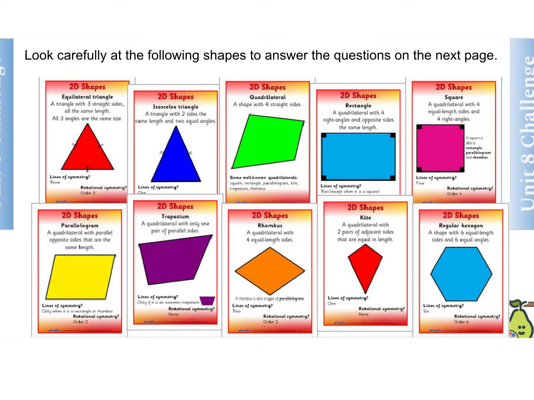So you have equilateral triangles. You're not going to see them today, but I wanted to just remind you the names. Isosceles triangles. Quadrilaterals, a shape with four straight sides. Rectangles, a quadrilateral with right angles and opposite sides. Squares, parallelograms, trapezium or trapezoids, rhombus, kite, and just other 2D shapes like a hexagon, which has six sides.